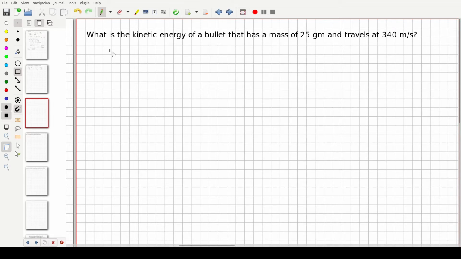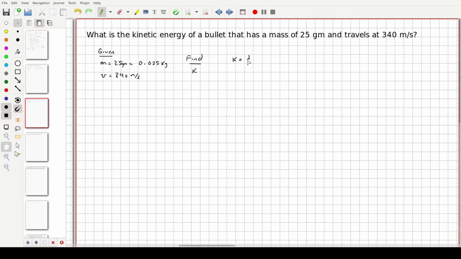So again, what are we given? The mass is 25 grams, which is the same thing as 0.025 kilograms. But our speed is 340 meters per second. So we want to find K.